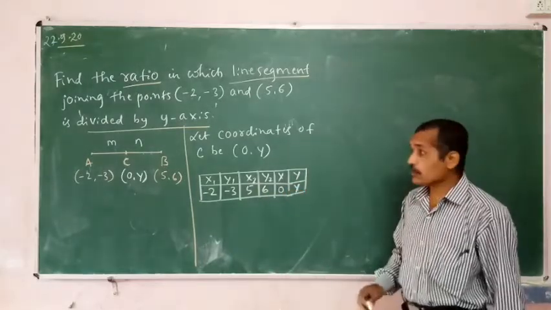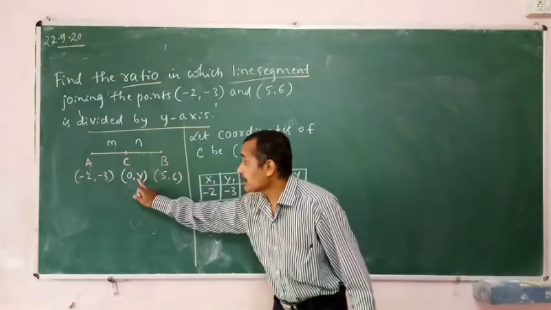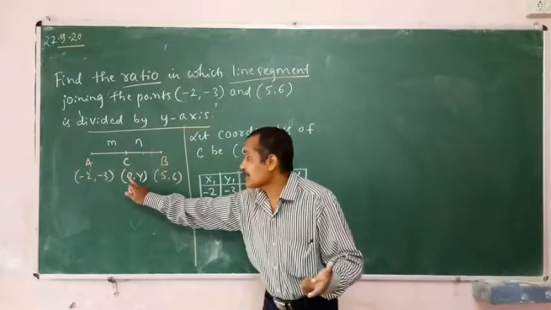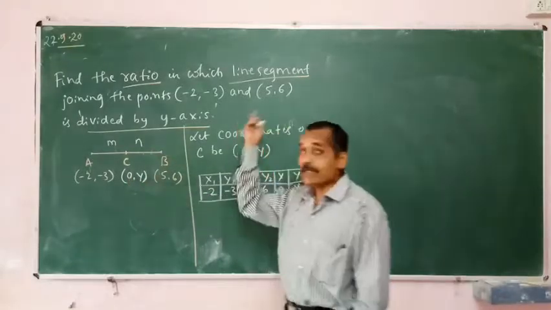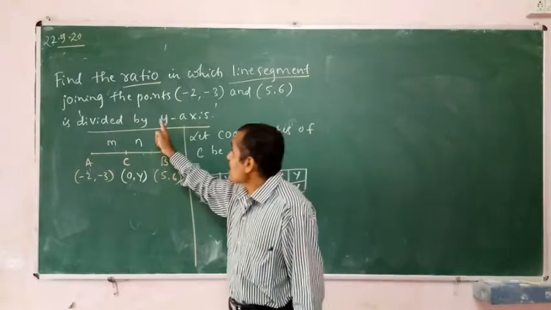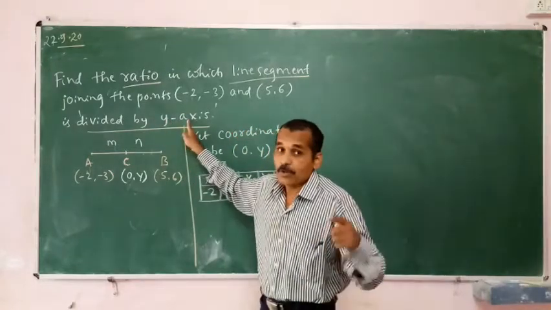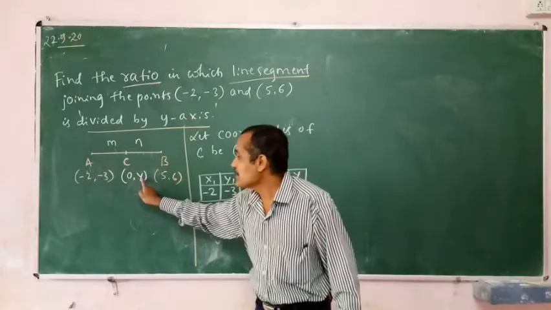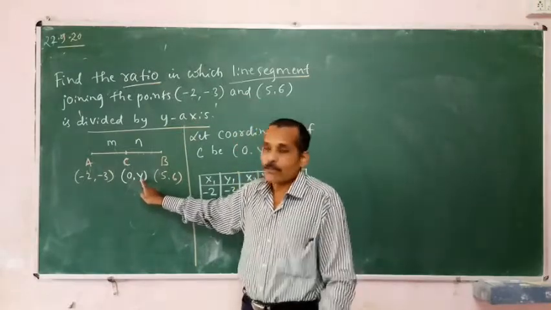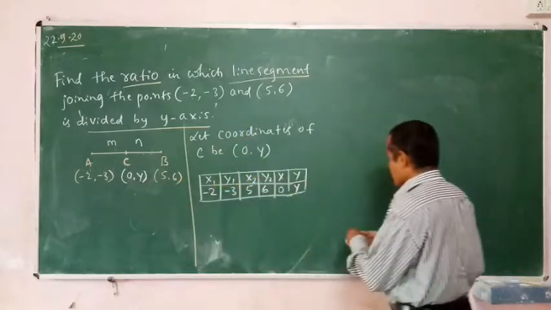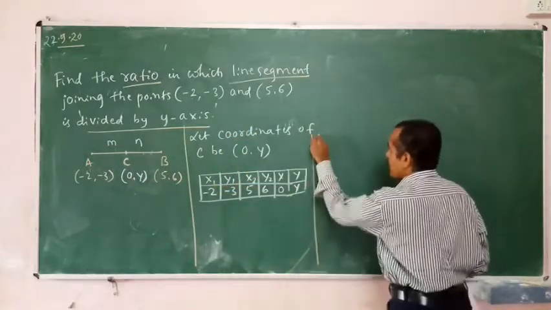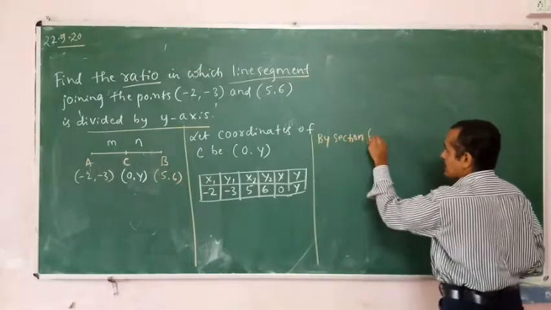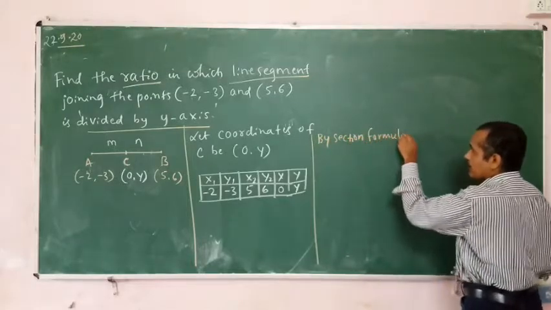Which is the formula to be used? You can't use this formula. Why? Because y is an unknown. So you can use the formula of x, because that is 0. So earlier, in the previous problem, it was divided by x-axis. Problem we have solved in the previous video. There I have taken x comma 0 and have used the formula of y because that was 0. Now since x is 0, I will use it like this by section formula. By section formula, what can I write?